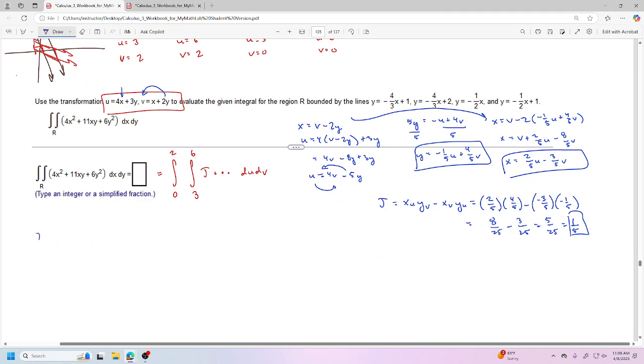So let's do our integral here, I guess. So I got a 1/5 times, and then you're all going to help me with this stuff. du dv. Okay, I'm going to pause there. Whew.